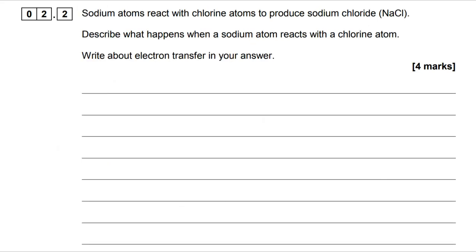We move on to 2.2, and we've got here sodium reacting with chlorine atoms to produce sodium chloride. Describe what happens when a sodium atom reacts with a chlorine atom. Write about electron transfer in your answer. So we need to really be specific to get these marks.